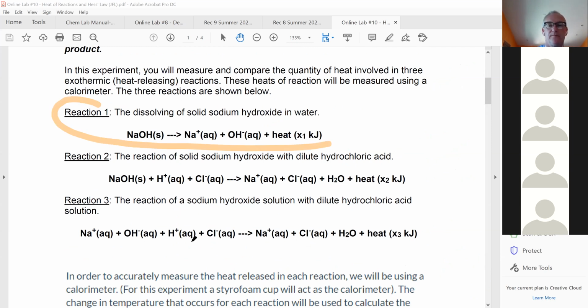The first one is just dissolving sodium hydroxide in water. So is that a chemical reaction or a physical reaction? Physical. Okay, explain. Because you're not changing the chemical compound of it, you're just dissolving it. Interesting. I would agree with you if I was dissolving like sugar in water.